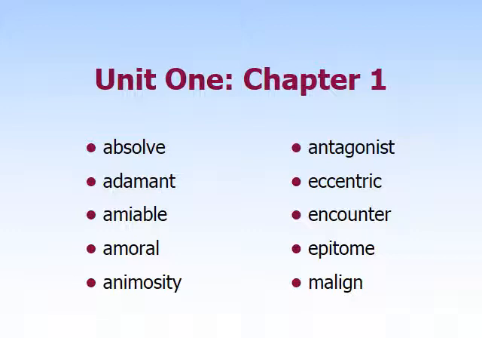Absolve, adamant, amiable. Now amiable is our first one that has a clue. It ends in "able," and most of the time words that end with that are adjectives. Our next one is amoral, animosity. There's another clue. The "ty" or "ity" tells us that it is a noun. Antagonist, another clue there. "Ist" tells us it's a noun, and particularly "ist" normally means a person who does something.